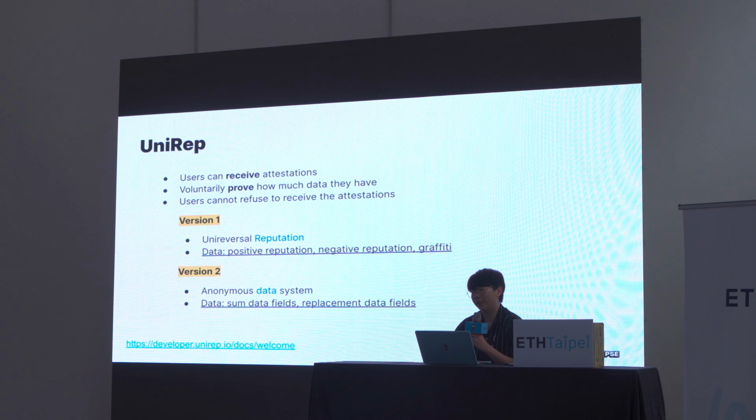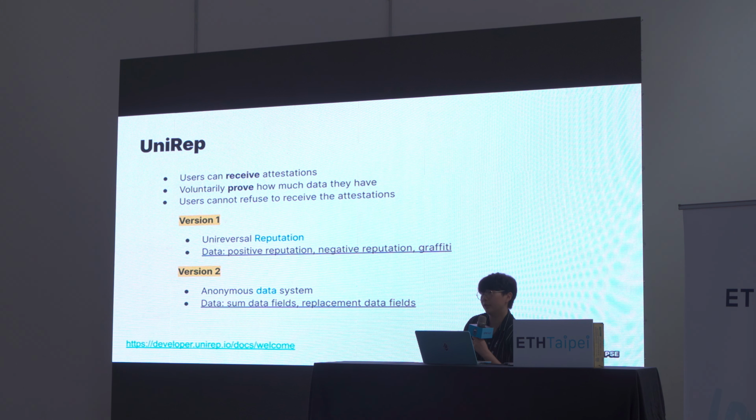What Unirep can do is that users can receive reputation, attestations or data from any application. Then the user can voluntarily prove how much data or reputation they have in a certain application. And the user cannot refuse or reject receiving any bad data, false data or bad reputation.